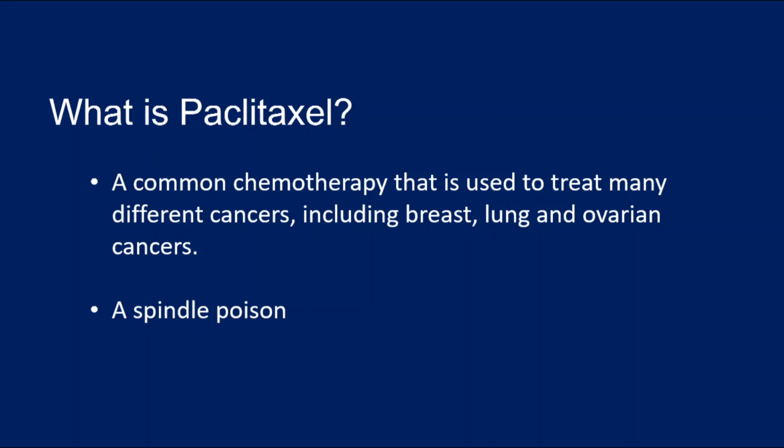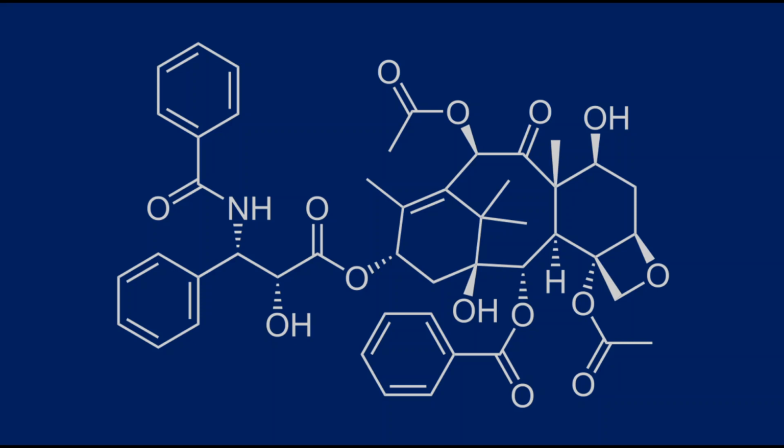Paclitaxel is a spindle poison. This means that it attacks microtubules during mitosis. Here we show the chemical structure of paclitaxel. And with this, we move on to mitosis.